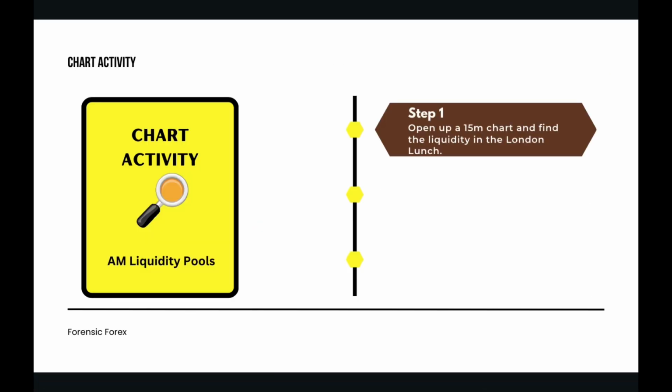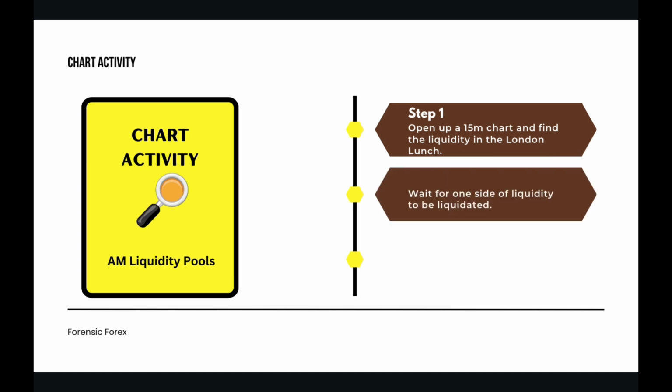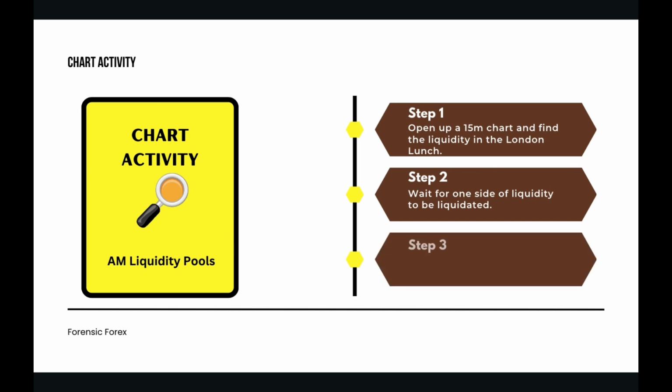For the chart activity, we're going to start off with opening a 15-minute chart and find the liquidity pools in the London lunch session. Next, we're going to wait for one side of the liquidity to be liquidated, whether that's buy side or sell side. Then we're going to go down to the lower time frame and find a fair value gap for longs or shorts. Let's take a look at that GU example and UCAD example.